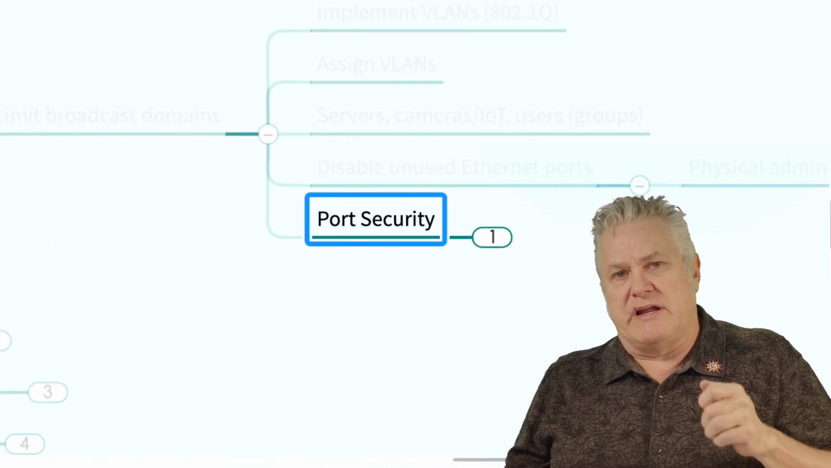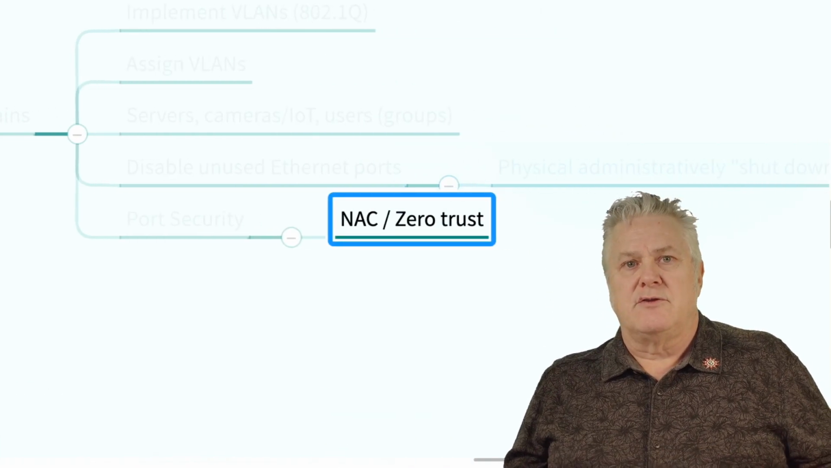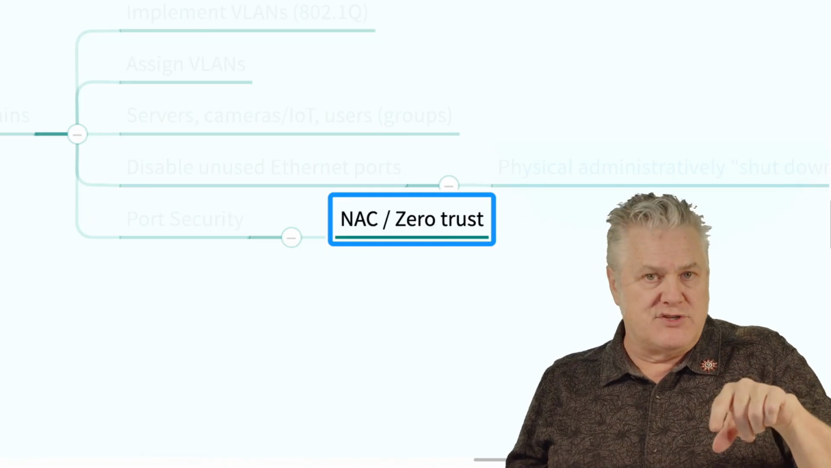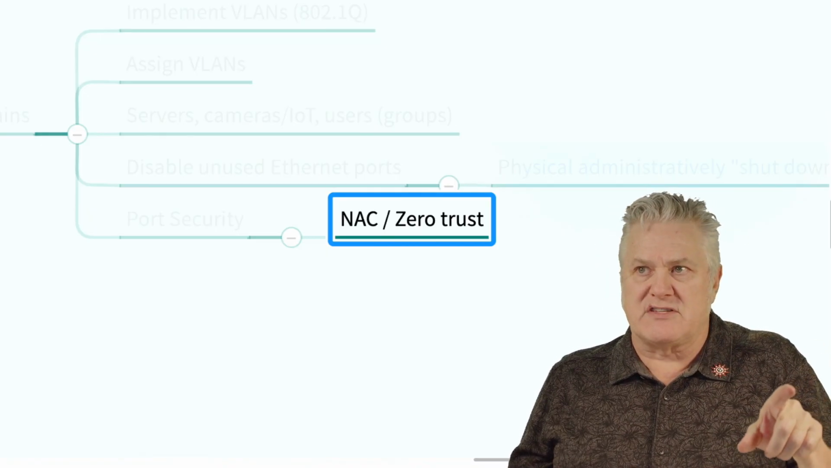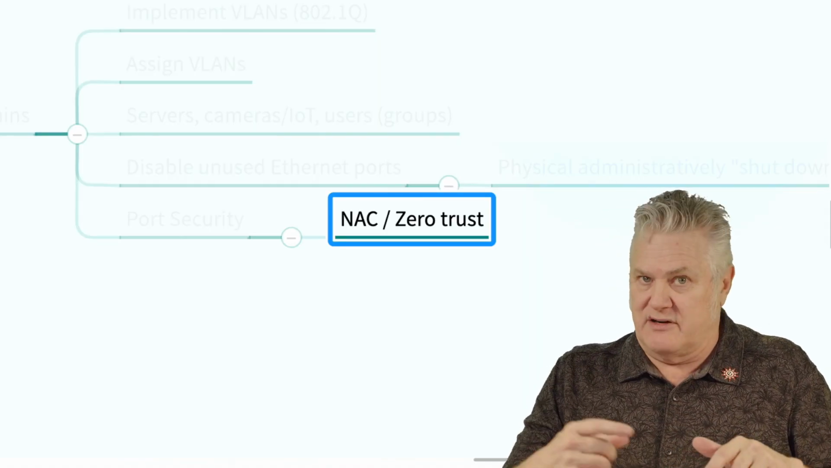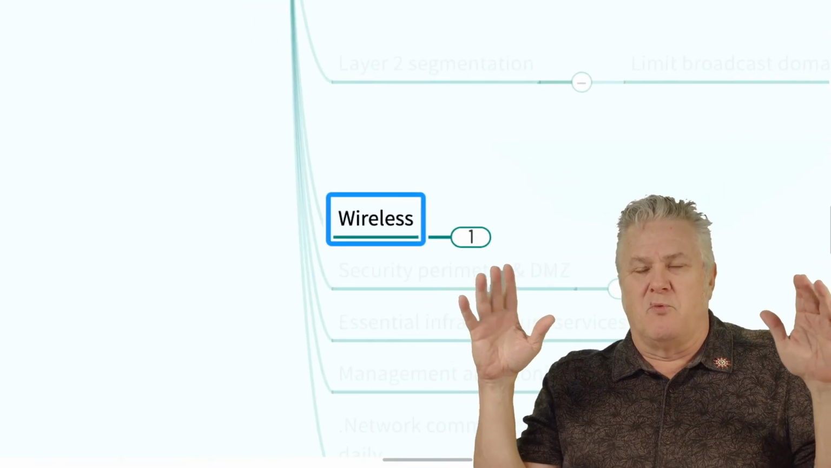In port security, not the physical port, but the logical port on the device, you probably want to deploy at least network access control, which is in another video that I've talked about previously, or use zero trust, which is in another video that I've talked about previously. That's layer 2, well, almost.